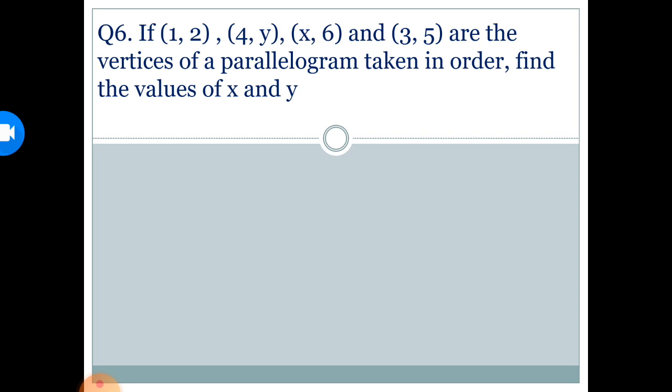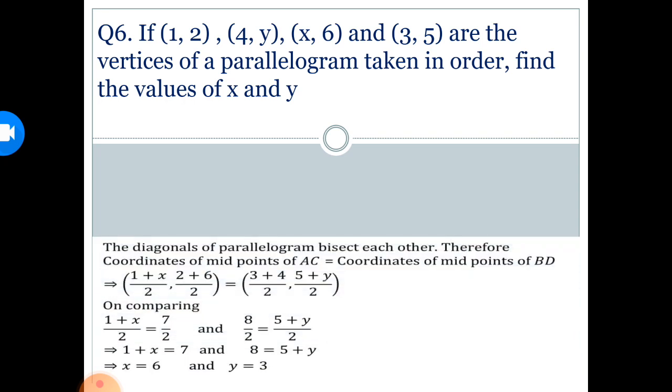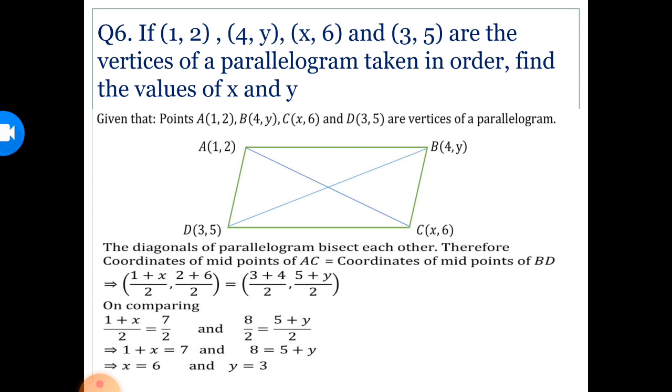question. If 1, 2, 4, y, x, 6 and 3, 5 are the vertices of a parallelogram taken in order, find the values of x and y. By seeing a parallelogram, generally children use opposite sides are equal. That property we cannot take in this type of question. Which property will we take? Here we have to take the property of diagonals of the parallelogram. Diagonals of a parallelogram bisect each other.